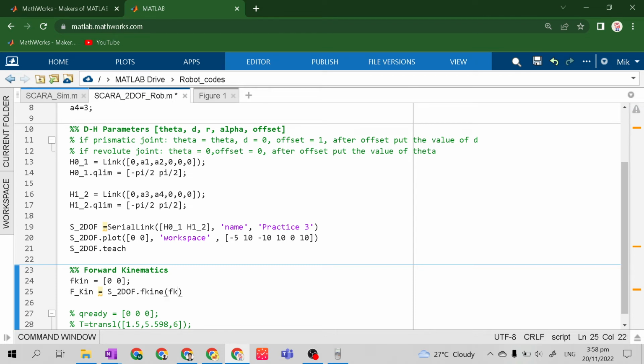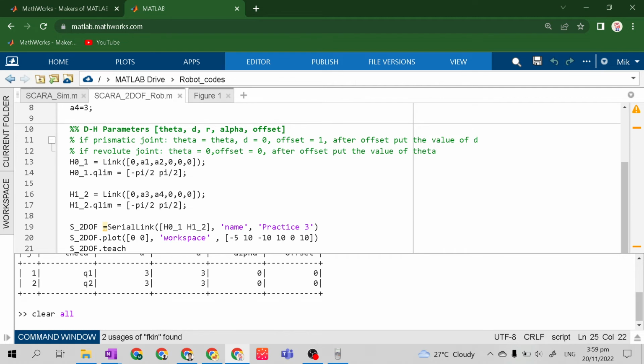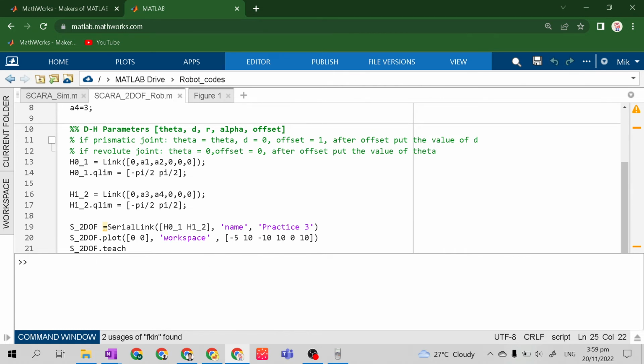The fkin variable again holds the joint variable 0, while fkine is the command to compute the forward kinematics. So let's clear all, then CLC. Okay, let's close our simulator.